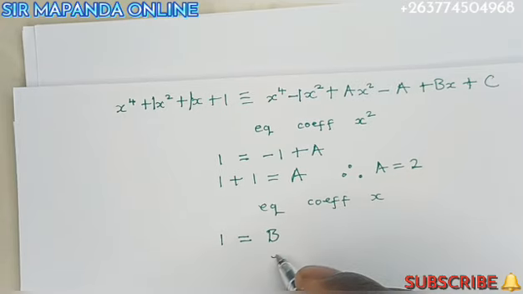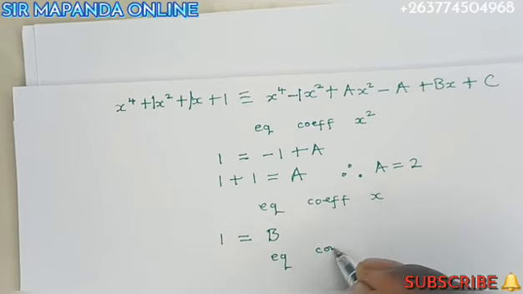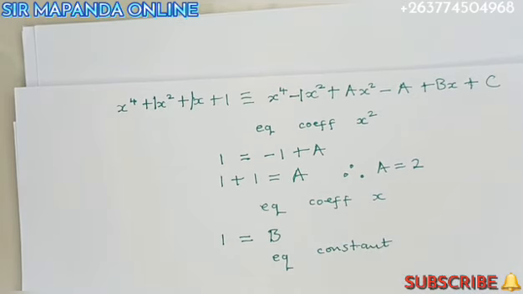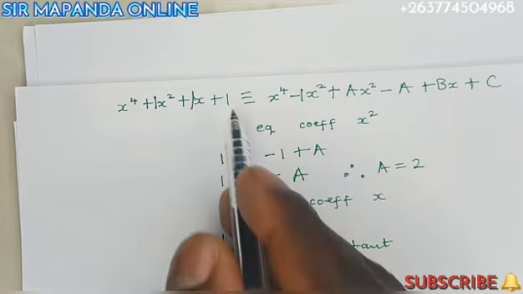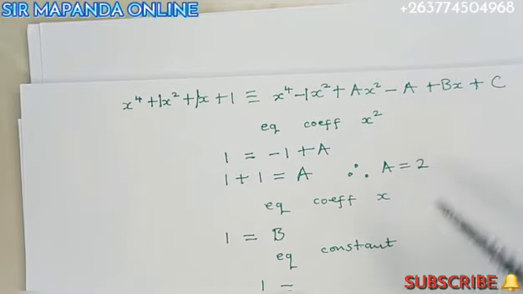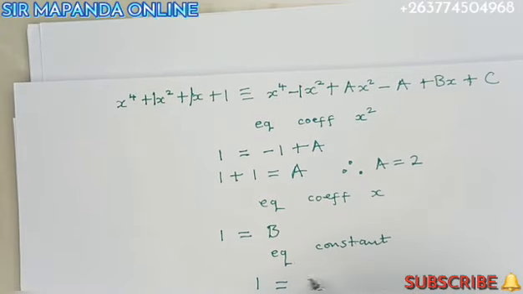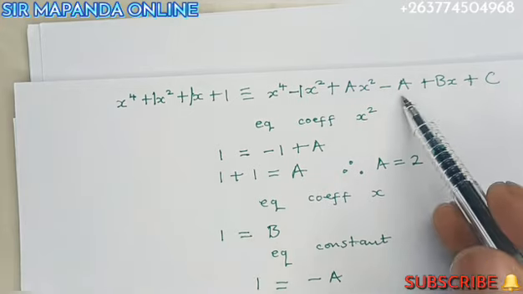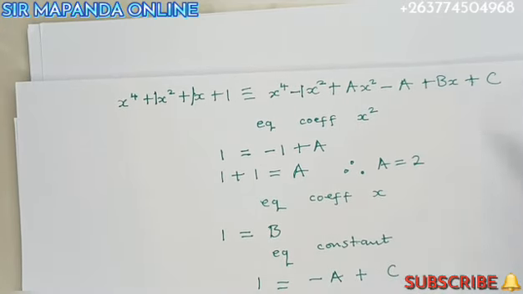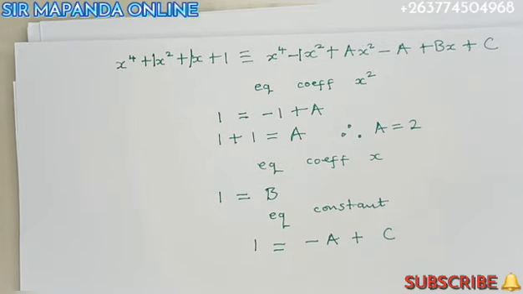Then to find c, you equate the constant terms. Constant terms are numbers or letters without x. We refer to them as independent terms. So on the left side, we have 1, this one. Then on the right side, we have minus a here. Then we also have plus c, something like this.